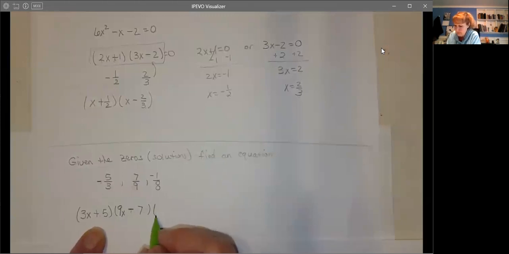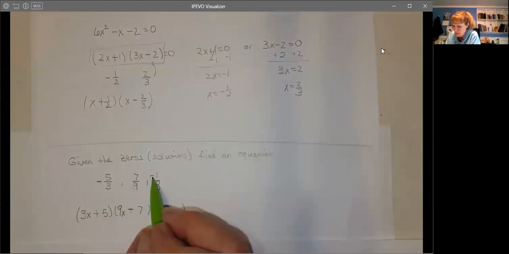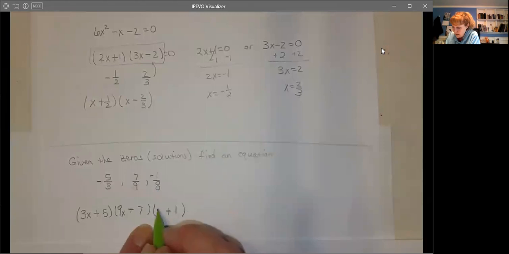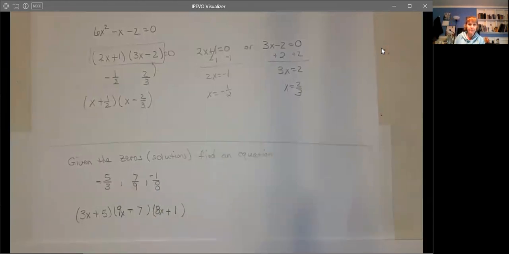Let's look at this one. It's going to be a plus because it's always opposite. And I know that we subtract 1 and then we divide by 8 when setting that equal to 0. We're not going to do this, but I'll talk you through how you find the final solution. It's going to be a cubic equation. We had the 3 solutions, so we're going to have an x cubed in here.